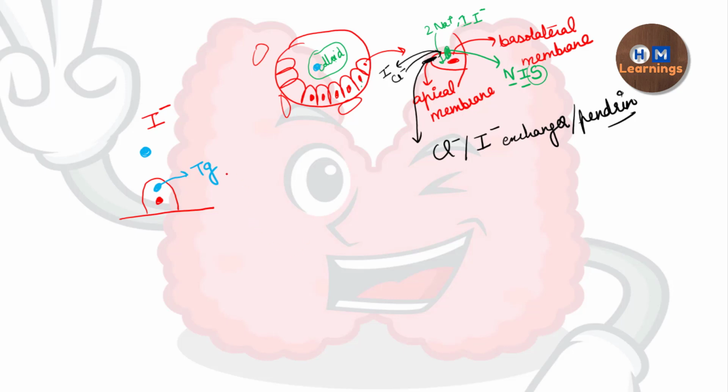Okay, so TG is what? TG is a glycoprotein. Glycoprotein means some part is carbohydrate and some part is protein. So we know that the thyroid hormone has what? It has tyrosine. Okay, tyrosine is an amino acid. I'm trying to draw the structure of thyroglobulin. This is a thyroglobulin which has carbohydrate as well as amino acids. And some of the amino acids are what? Some of the amino acids are tyrosine.